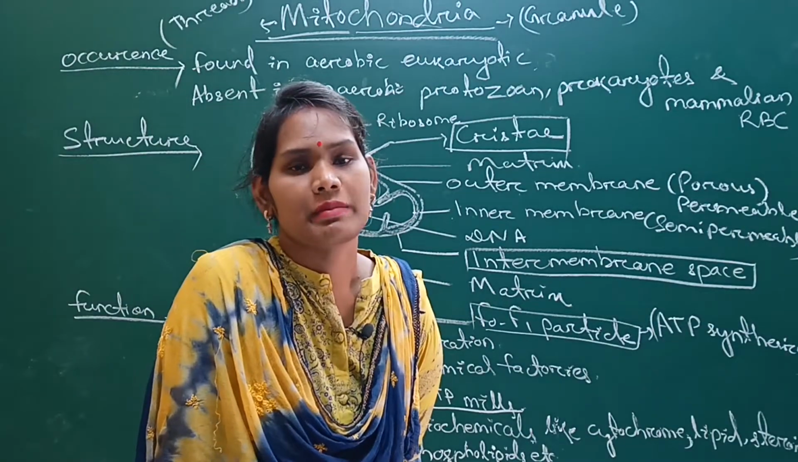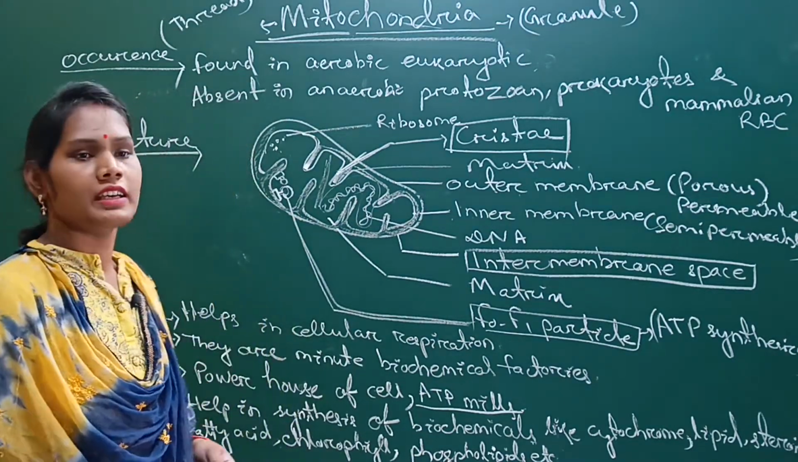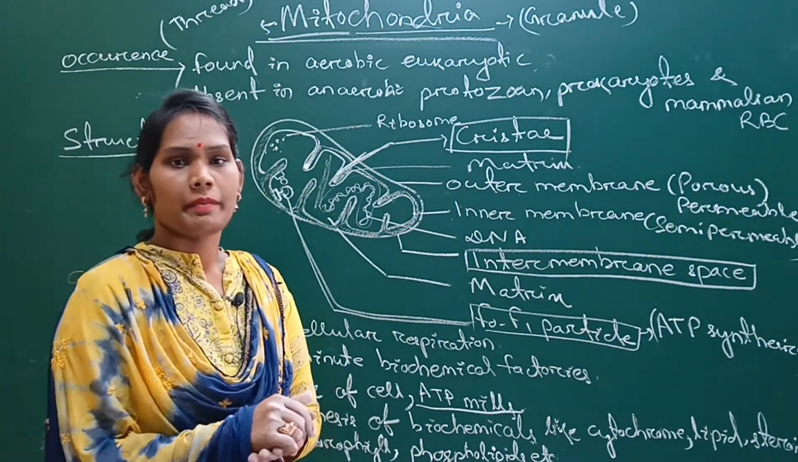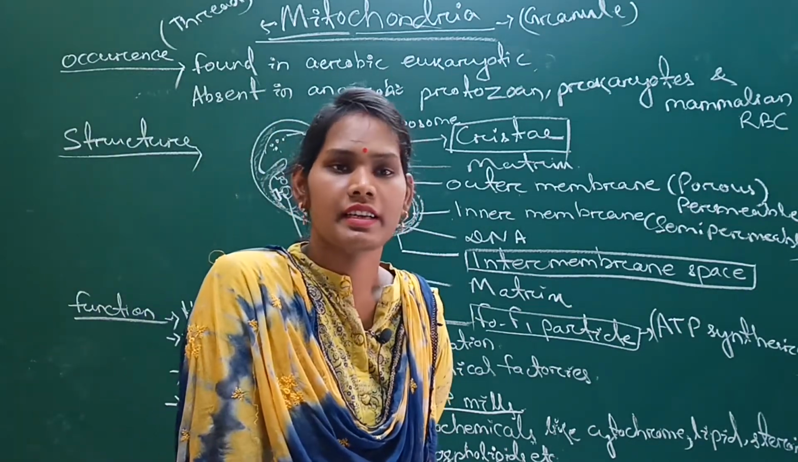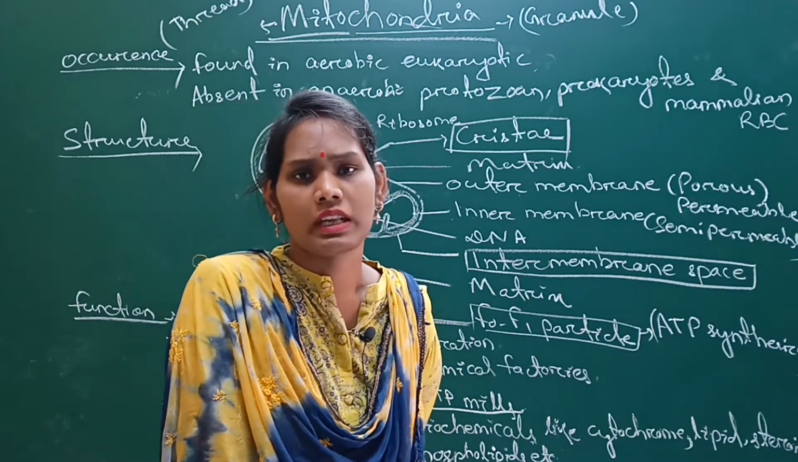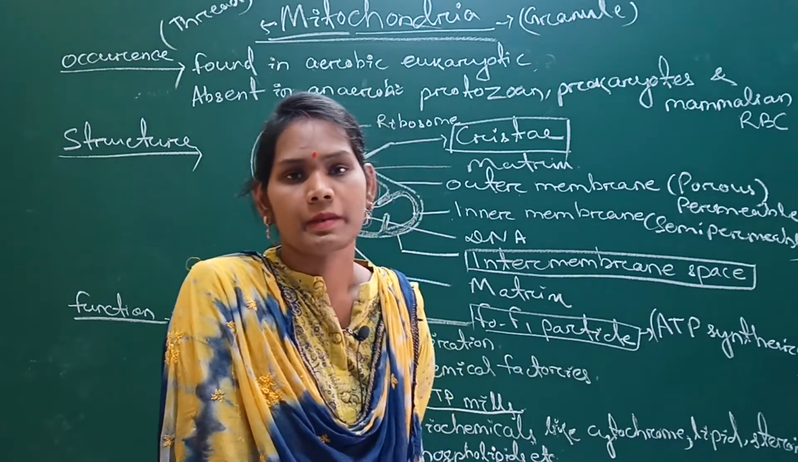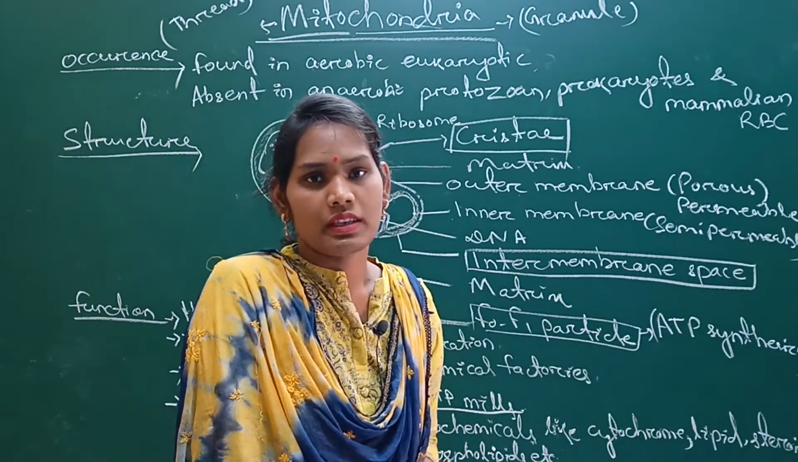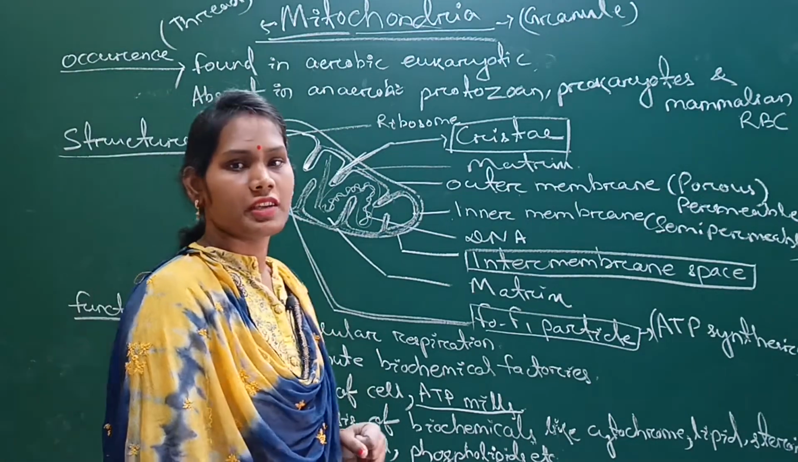So let's discuss the function of mitochondria again. Mitochondria is particularly meant for cellular respiration. In cellular respiration, the first step is glycolysis and the second step is the Krebs cycle. Respiration is a process in which foods are oxidized to produce carbon dioxide, H2O and energy. Among these processes, the Krebs cycle occurs in the matrix of mitochondria.